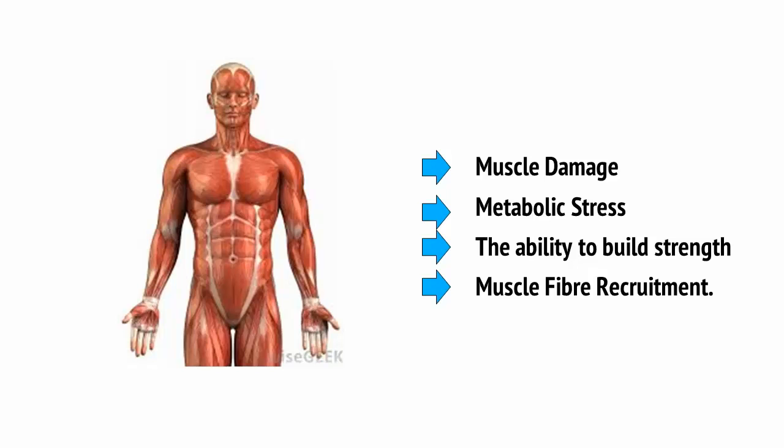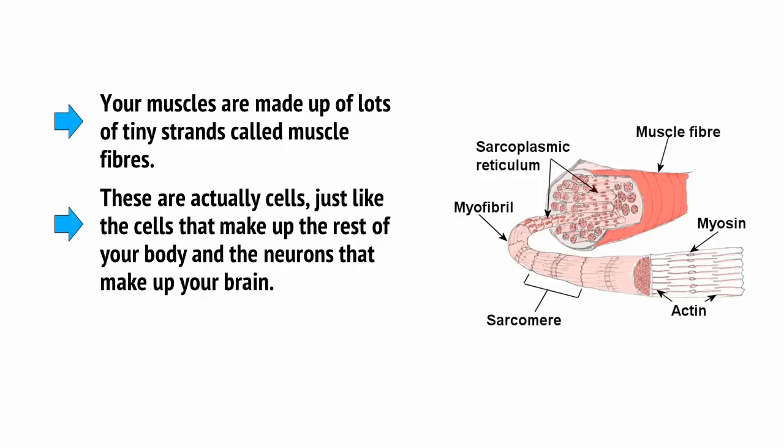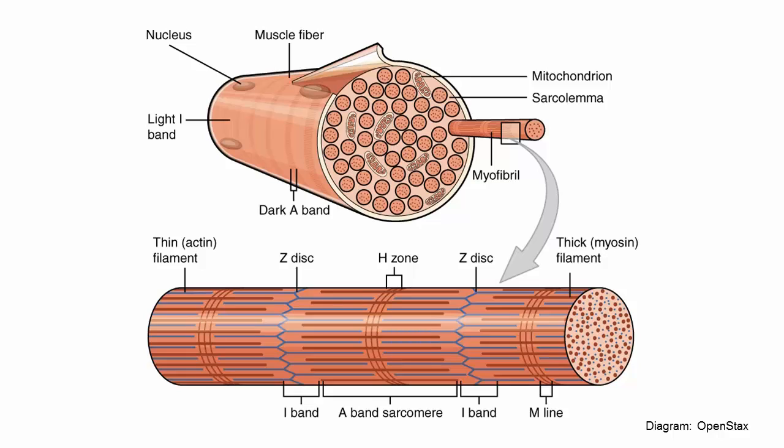Okay, so that's a lot of words I just threw at you. What does any of it mean? Simply put, your muscles are made up of lots of tiny strands called muscle fibers. These are actually cells, just like the cells that make up the rest of your body and the neurons that make up your brain. That means they have nuclei and sarcoplasm, if you remember enough of your high school biology. The difference is that muscle fibers have multiple nuclei and they also have the ability to telescope in order to contract and expand. Of course, when this happens en masse, it causes your muscles to contract and expand too, and that's how you lift things in the gym.